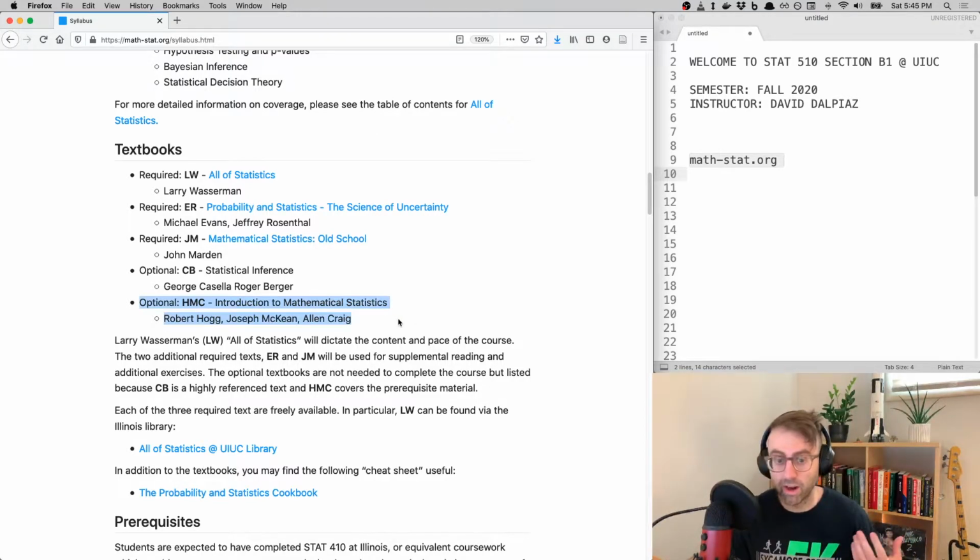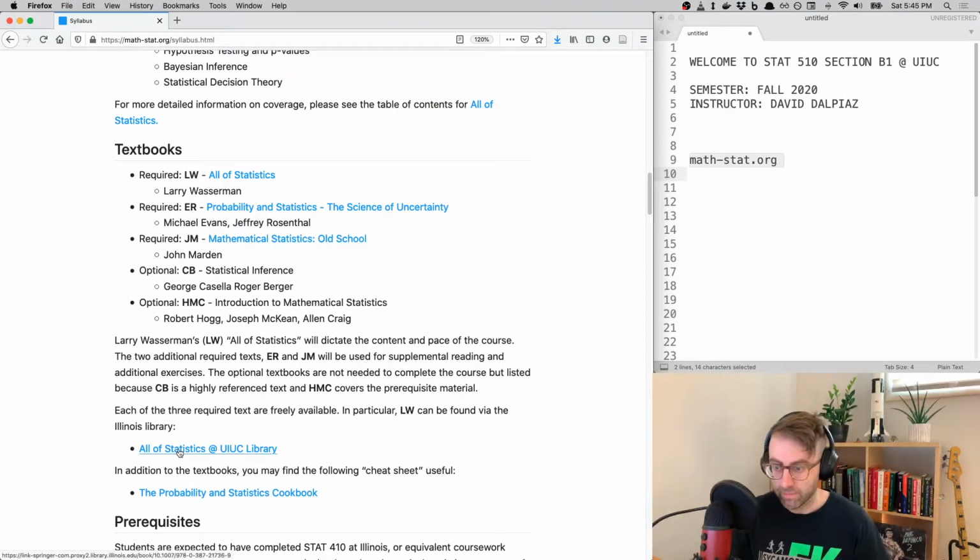This last one I reference just because anyone who took Stat 410 coming through the Illinois system would have used this book, and it can be a nice reference. Okay, cool. So back to our main textbook, Wasserman's All of Statistics, not free.